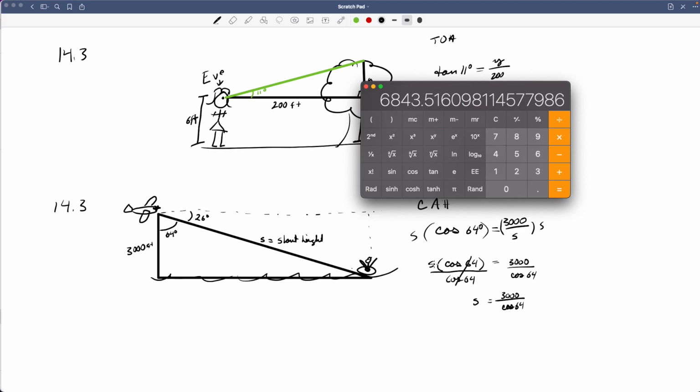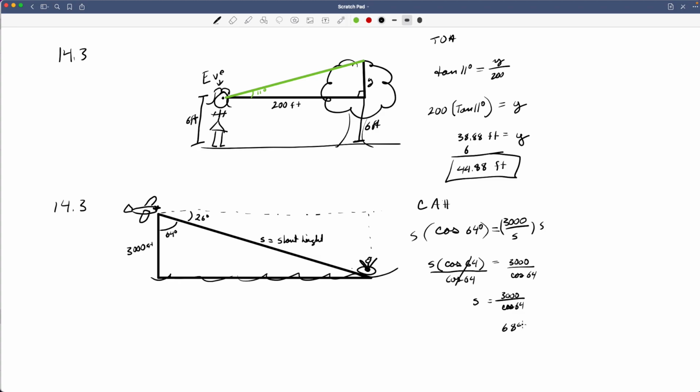And that gives us S as a value. First, let's see if we can round this. Yes, 51 becomes 52. So 6843.52. That is the slant height. That is the value of S. That is the distance that this plane is from this person out here in the water who is needing a rescue. And that is in feet.